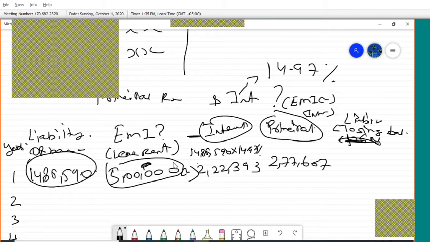Then what will be the liability closing balance? My opening balance of liability is 14,85,590. Now tell me, liability minus EMI equals closing balance, or liability minus interest equals closing balance, or liability minus principal repayment equals my closing balance. As per you, which one is correct?